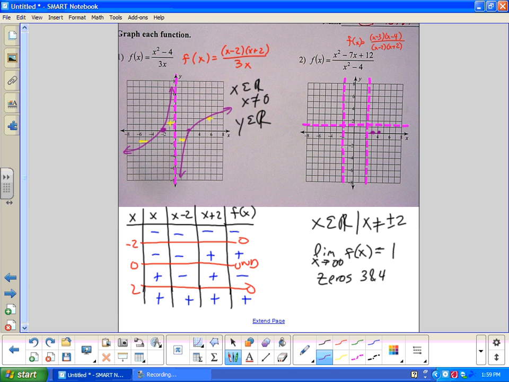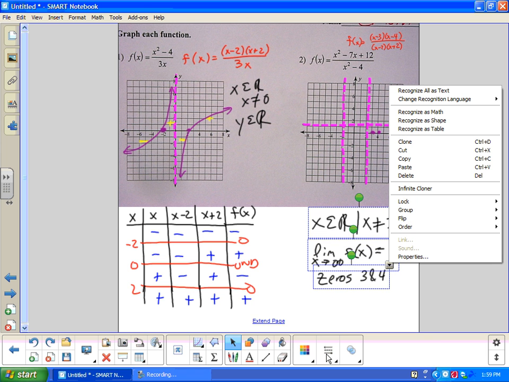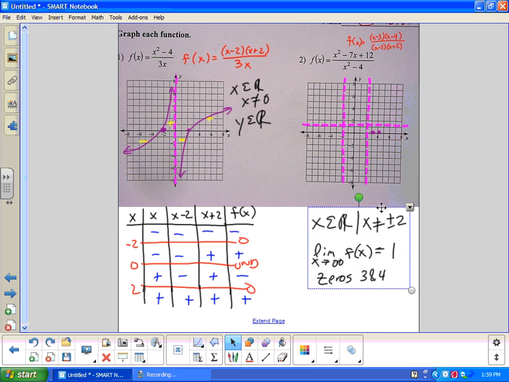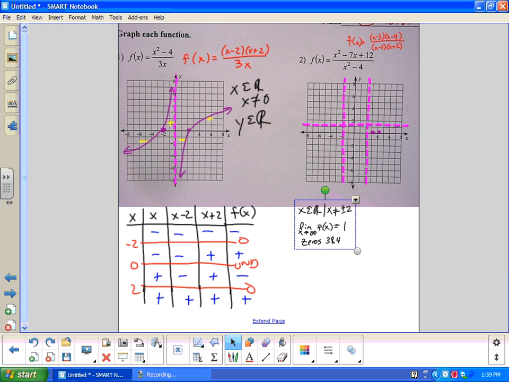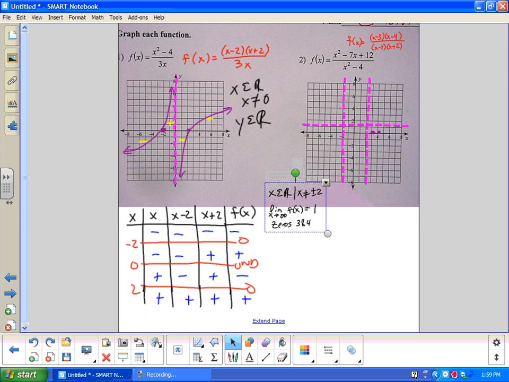There they are, 3 and 4. Now I have to make a gigantic sign table. It has 4 factors across the top: x minus 3, x minus 4, x minus 2, x plus 2, and it has 4 factors on the side. It has negative 2, 2, 3, 4.